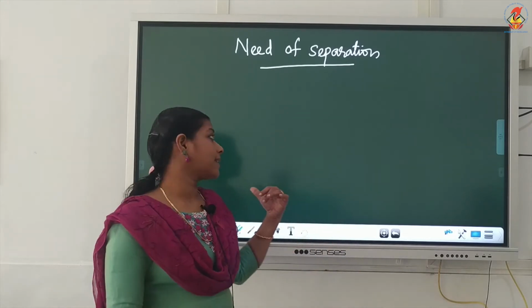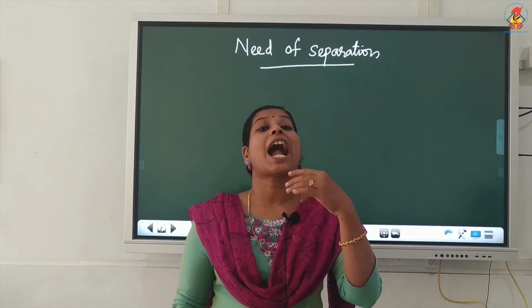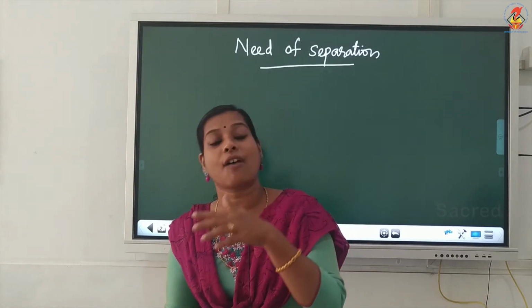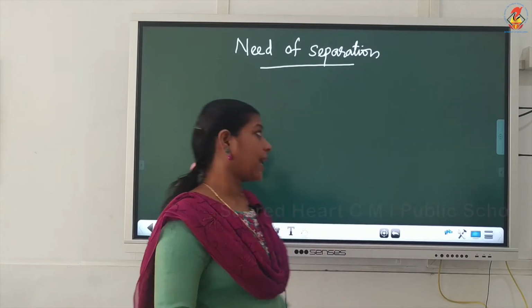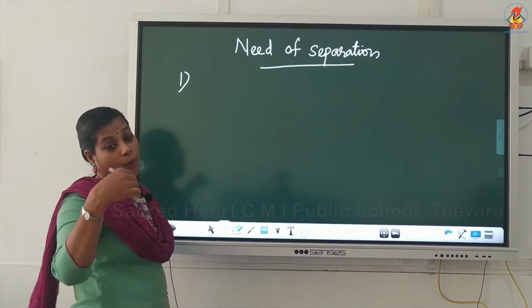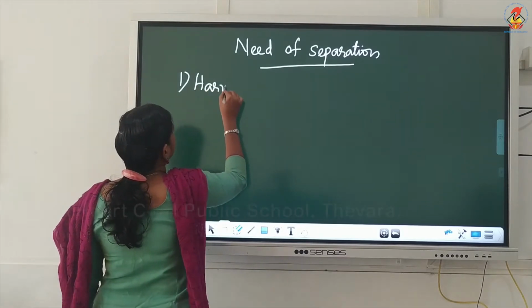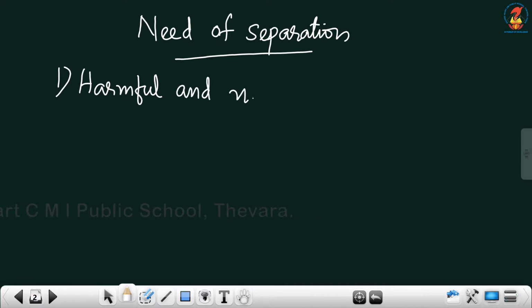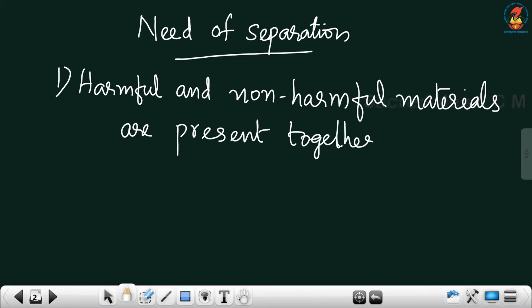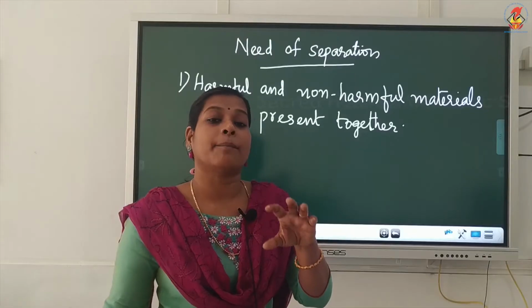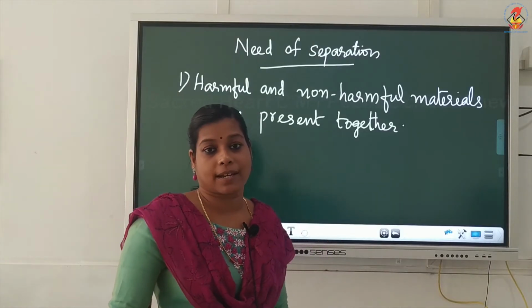Now we can see what is the need of separation. First thing is that if unwanted materials, such as harmful and non-harmful materials, wanted and unwanted materials, are present together, then we will separate them before using. That mixture's components will be separated before we use it.